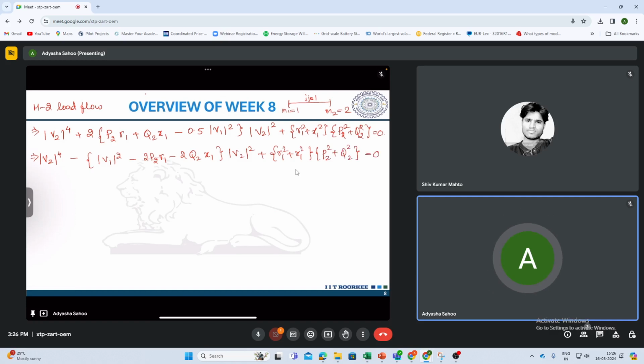If we write it in the generalized form, it is Vm2, that is the receiving end node voltage, to the power 4 minus the sending end node Vm1 square, minus 2 Pm2, the power at this M2 node, times the resistance of the line Jj, minus 2 Qm2 times the reactance of line Jj, then Vm2 square plus the resistance of line Jj square plus the reactance square, times Pm2 square plus Qm2 square.